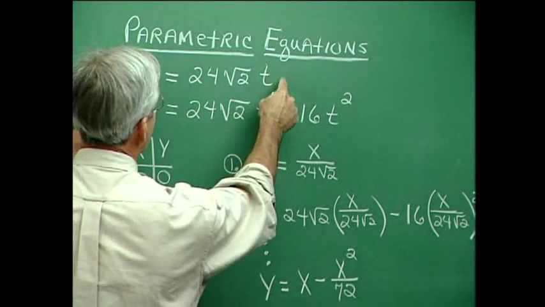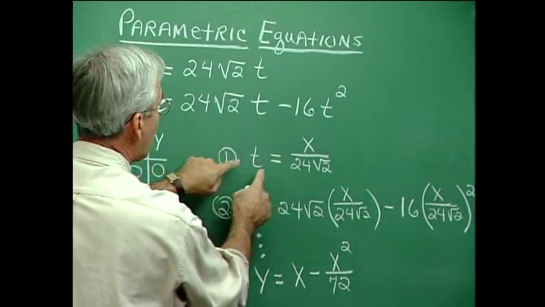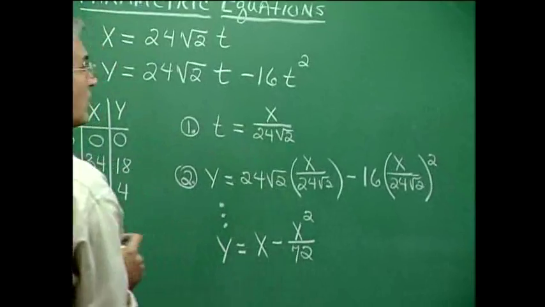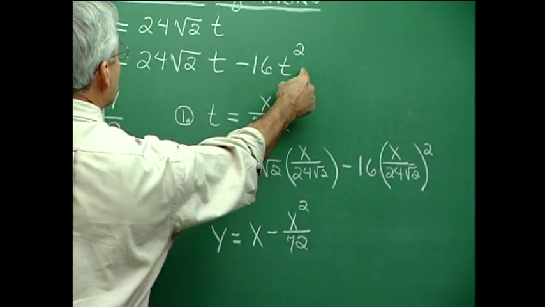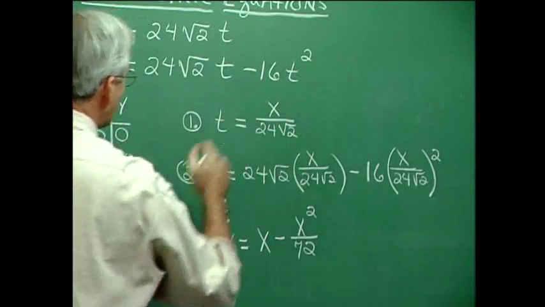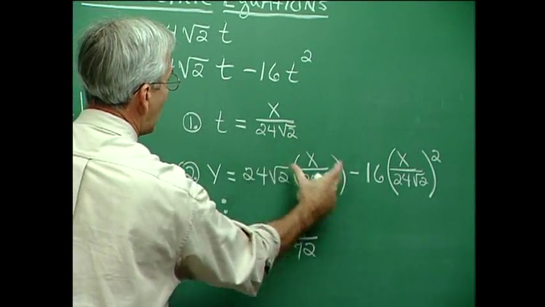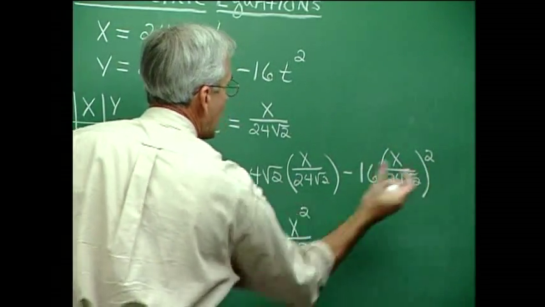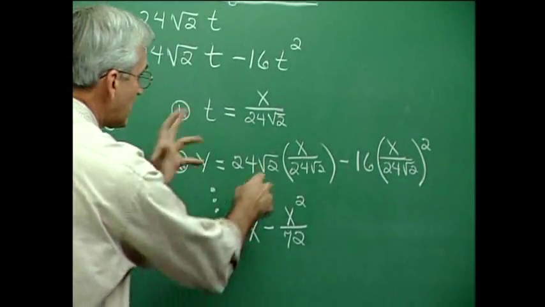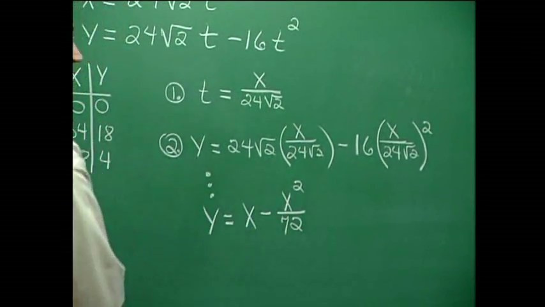In this circumstance, it's easy to solve for t in the first equation. So that's the first thing we would do. We would find t to be x over 24 root 2. Now take this information about t and put it into the second equation. So the second equation becomes y equals, and instead of the t here, we put our information from the other equation. And when we simplify a bit, we find y to be x minus x squared over 72.